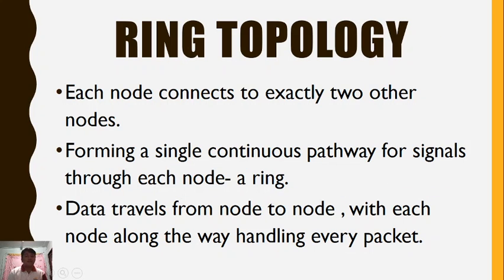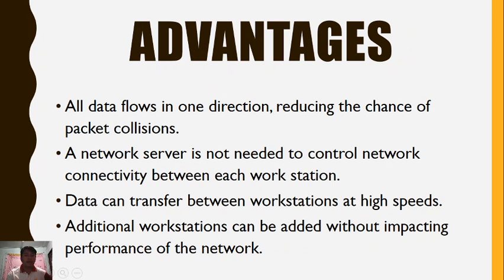So for today's video, we're gonna talk about one kind of network topology, which is the ring topology. So what is ring topology? Ring topology is where each node connects to exactly two other nodes. So it means it's connecting one node to another, forming a single continuous pathway for signals through each node in a ring. Data travels node to node, with each node along the way handling every packet.